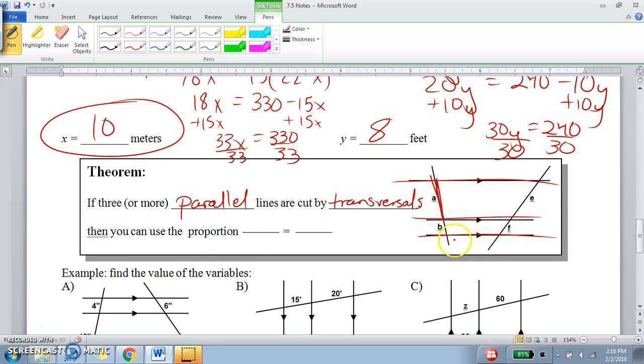Same thing as the side splitter theorem. These two pieces compare to these two pieces. A over B is the same as E over F. Similar to the side splitter theorem, and if we extend this to make a triangle, it looks like a triangle with a side splitter in it.